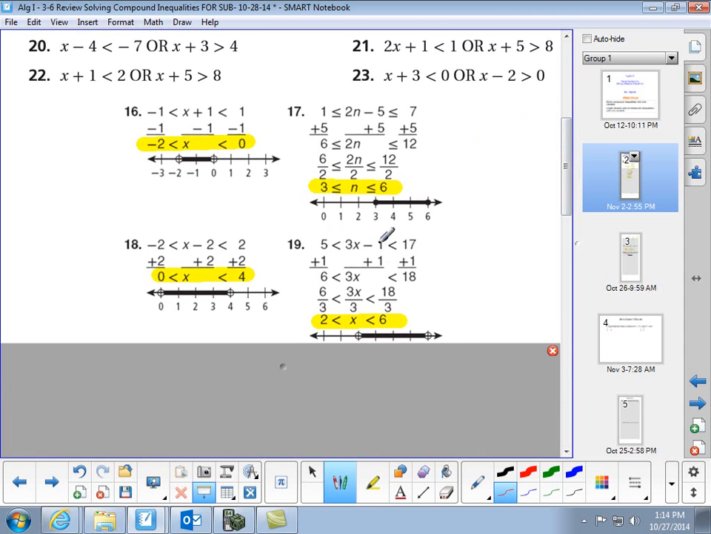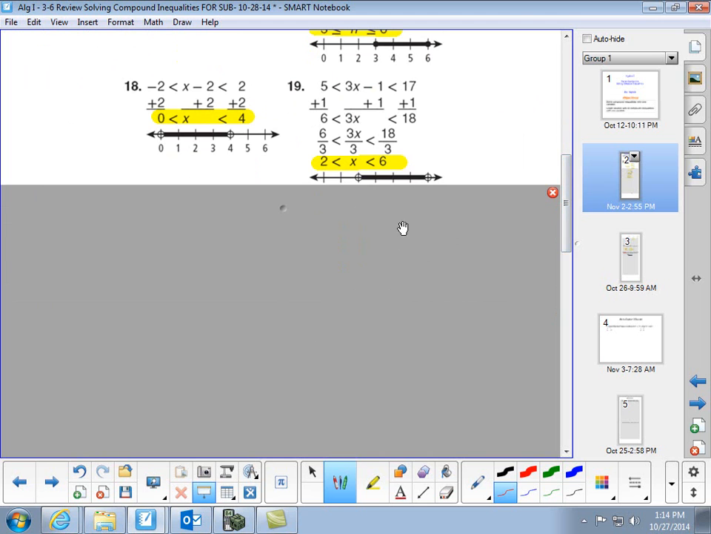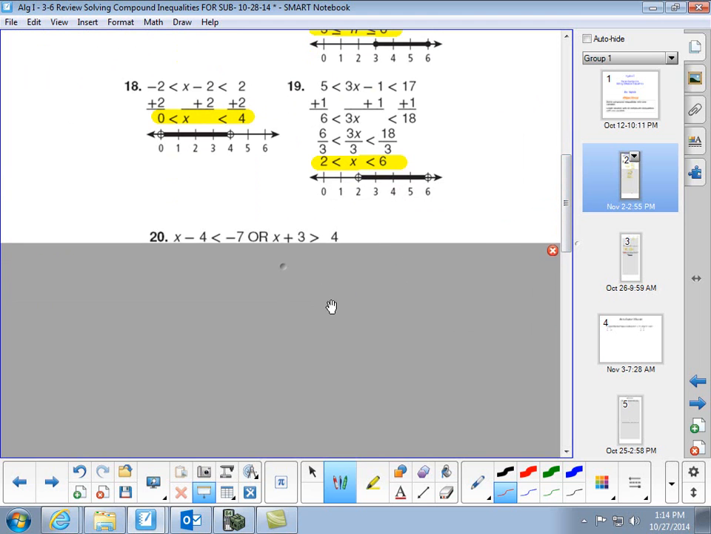And number 19, I had to add 1 to all three sides. I get 6 is less than 3x, which is less than 18. Divide everything by 3. 2 is less than x, which is less than 6. So it's everything between 2 and 6, but not including them.